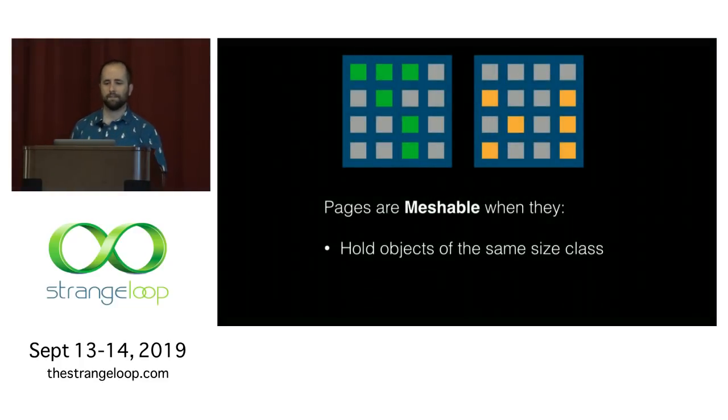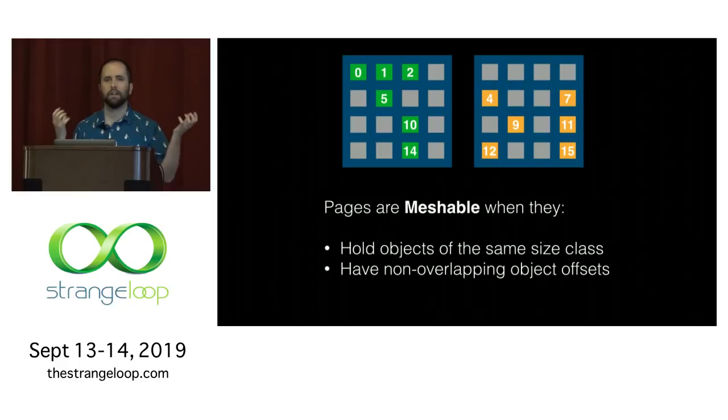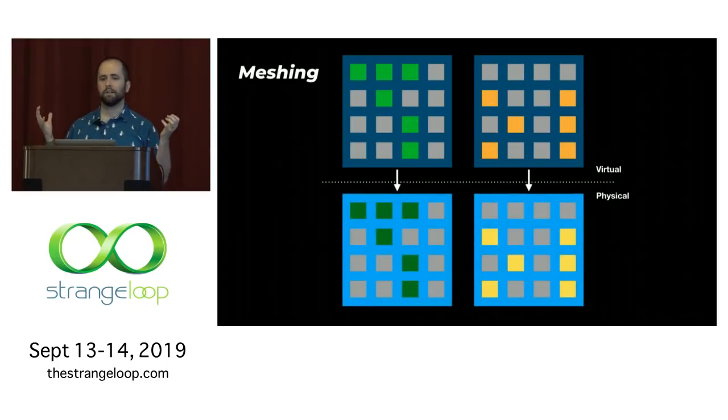And so let's dig into the mechanism first. We say that pages are meshable when 2 things hold. The first is that these pages have objects of the same size class. We don't consider meshing pages in the heap together if they hold objects of different sizes. And we'll talk about why that's not a problem in a few minutes. But the second constraint here is that all of the live objects across these 2 pages have to have non-overlapping offsets. There can't be any duplicate offsets if you count the object from the start of the page. And these 2 pages meet those requirements. So let's look at what happens when we have candidate pages here.